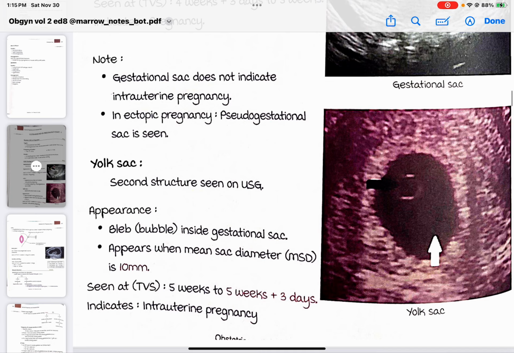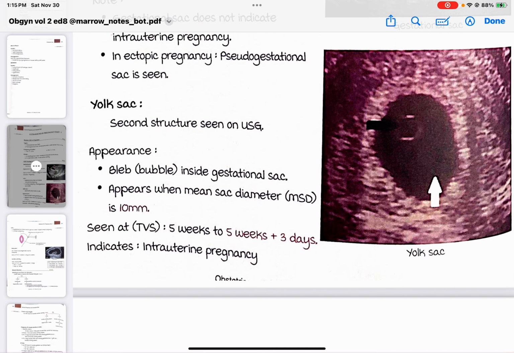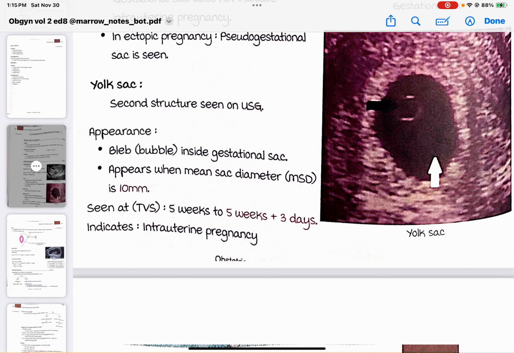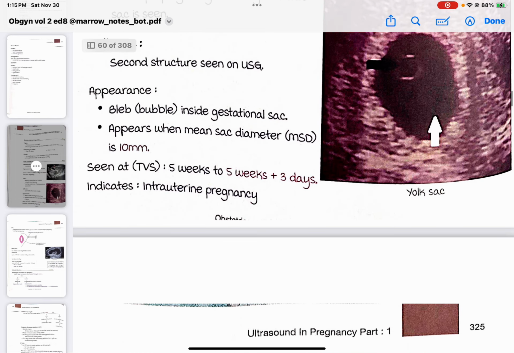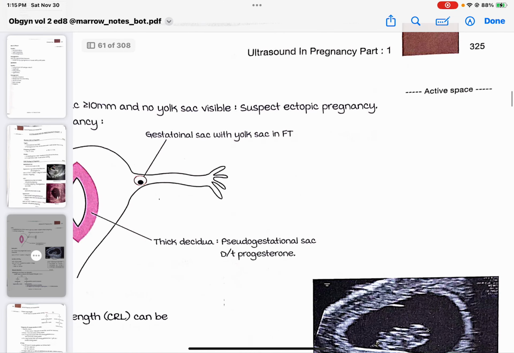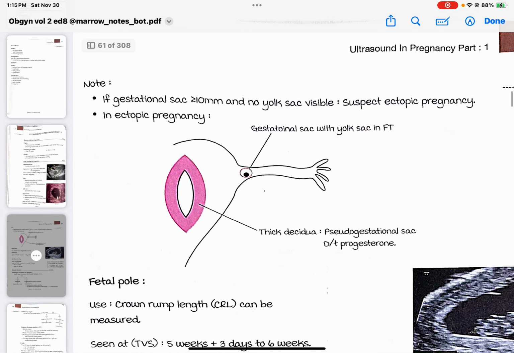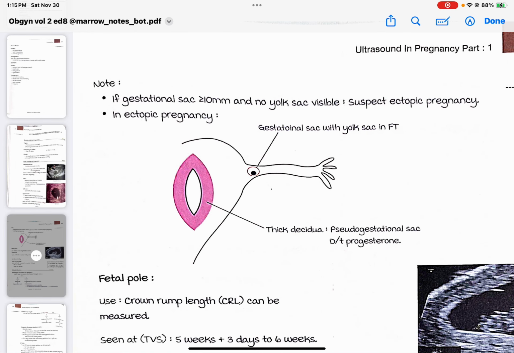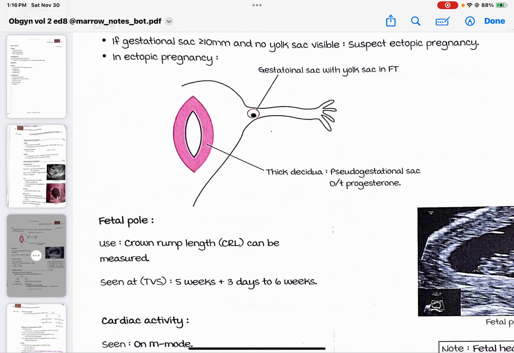Yolk sac, second structure seen on ultrasound. Appearance: bubble inside gestational sac. Appears when mean sac diameter is 10 mm. Seen at transvaginal sonography at 5 weeks to 5 weeks plus 3 days. Indicates intrauterine pregnancy. So yolk sac indicates intrauterine pregnancy. Note: if gestational sac is more than 10 mm and no yolk sac visible, suspect ectopic pregnancy. In ectopic pregnancy, gestational sac with yolk sac in fallopian tube. Thick decidua, pseudogestational sac due to progesterone.